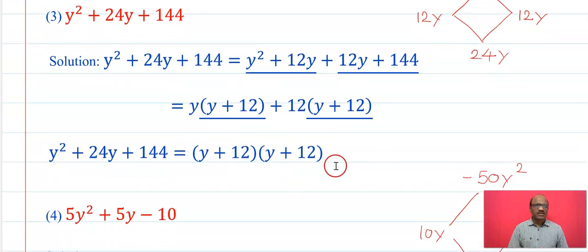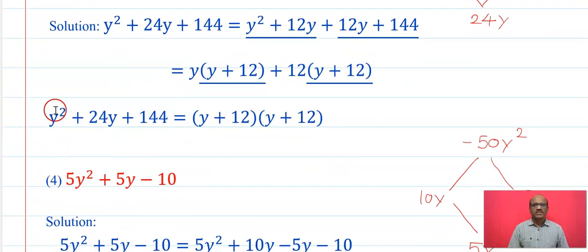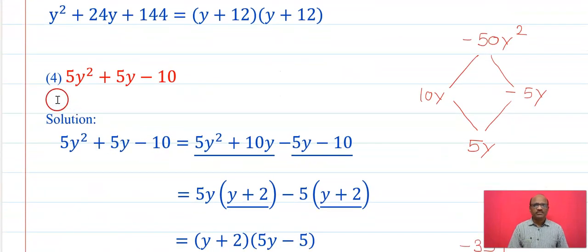Y plus 12. And therefore, the factors of y square plus 24y plus 144 is equal to, in bracket y plus 12, in second bracket y plus 12. These are the factors. म्हणजेच काय? Y plus 12 bracket square आहे. Now the next problem number 5, 5y square plus 5y minus 10.